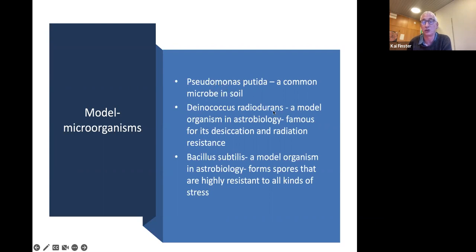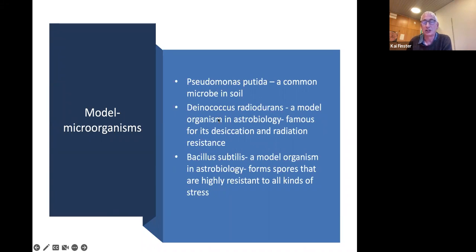Then we have Deinococcus radiodurans. For most of you who work in the field of biology, you know that this organism has been used as a model organism in astrobiology due to its radiation tolerance and also its desiccation tolerance. These are gram-negative bacteria. Deinococcus is a bit special with its cell wall, but still it counts as a gram-negative one. And this is a gram-positive one, a spore-forming organism, Bacillus subtilis, which has been used in many different studies, particularly because of its ability to form spores. And these spores are very resistant to all kinds of stress.